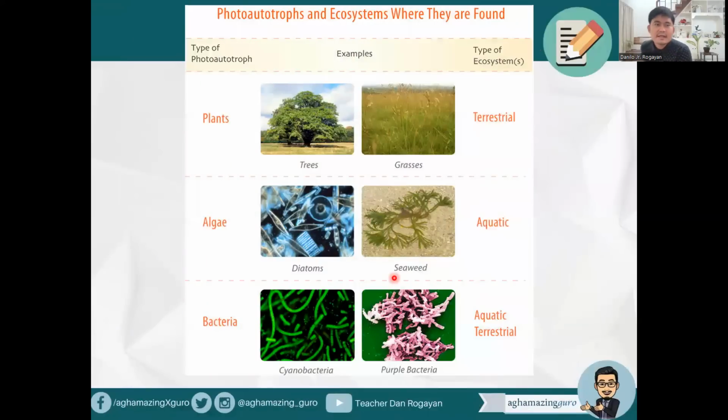Okay, next. Photoautotrophs in the ecosystem, where they are found. So here it is. We have the plants, like terrestrial. We also have algae, diatoms, and seaweed, which are aquatic, then bacteria, cyanobacteria, and purple bacteria, aquatic or terrestrial.